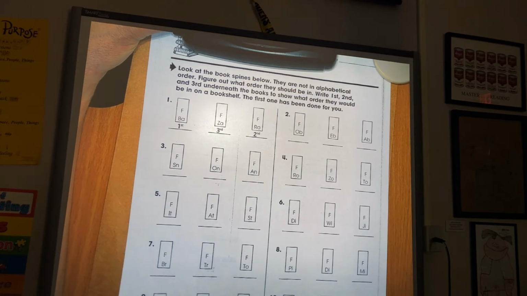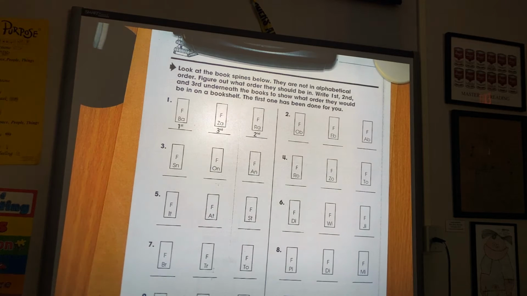So today we are going to order it up. You are going to be the librarian here at Mary Queen School. You're going to look at the book spines below. These are not in alphabetical order. We have to figure out what order they should be in. We're going to write a first, second, and third underneath the books to show what order they would be in on the bookshelf. The first one has been done for you.